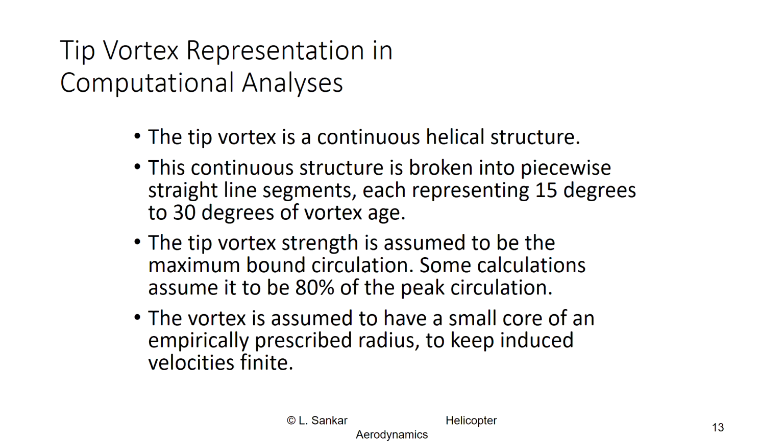Now, it has a small core. Inside the core, there is a region of very, very low velocity, swirling fluid. Outside the core, everything is moving very, very fast. Sometimes this is called a Rankine core. Otherwise, the induced velocity would become infinitely high at the core.